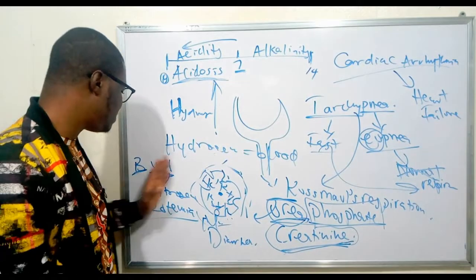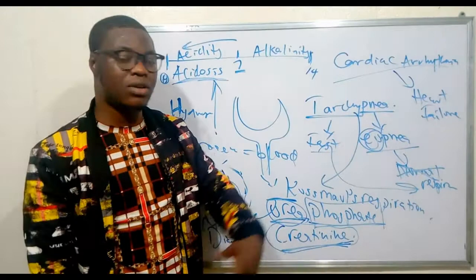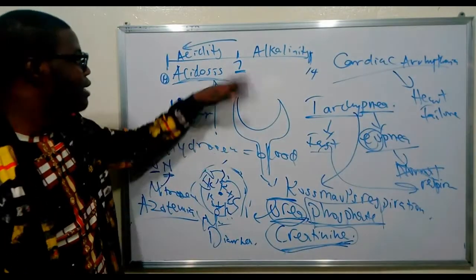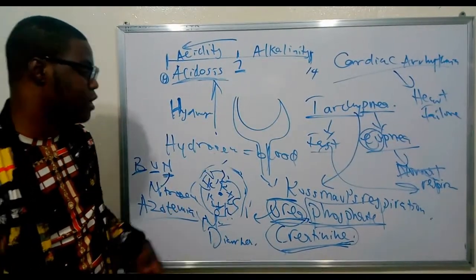They use this BUN and this creatinine level to diagnose renal failure. So that is that about the pathophysiology of renal failure.